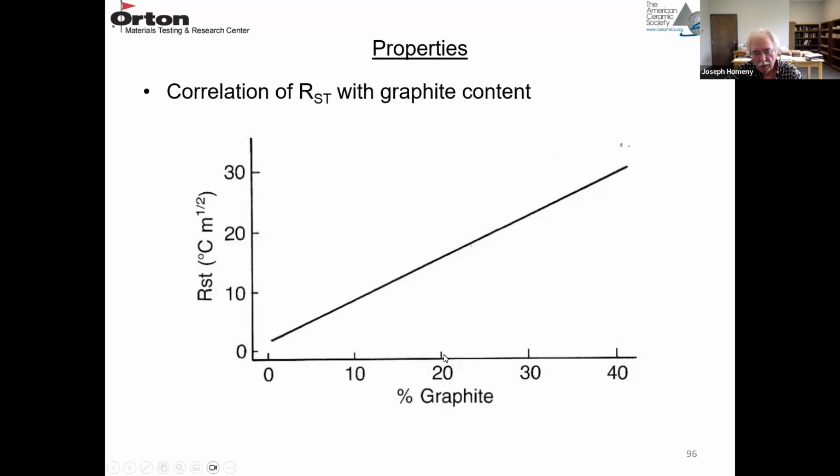On these materials, they also measured RST. We talked about R4 prime and RST. RST is for a material with large cracks. It's actually in degrees C square root of meters. So as you remember, the higher the R parameters, the higher the R4 prime, the higher the RST, the better the thermal shock resistance. And this is the percent graphite. So as you increase the graphite content, you increase RST, and that means you're going to have better thermal shock resistance.